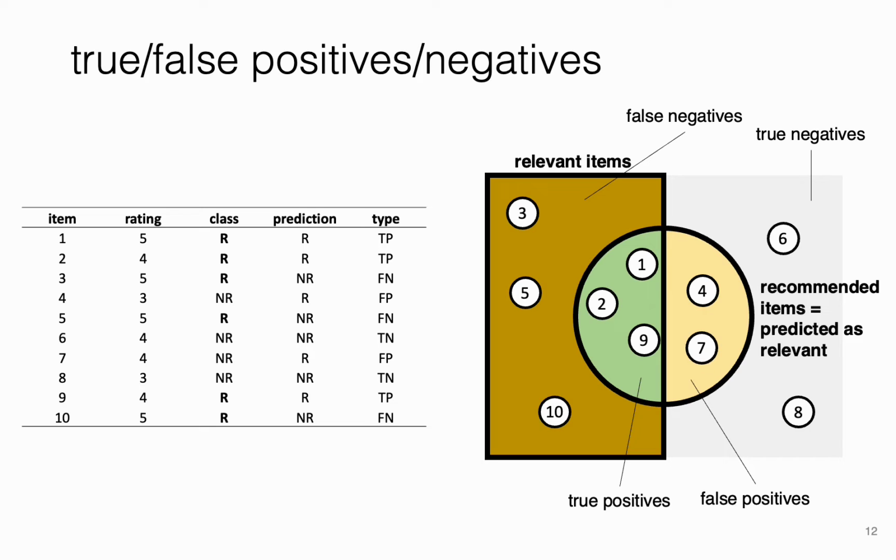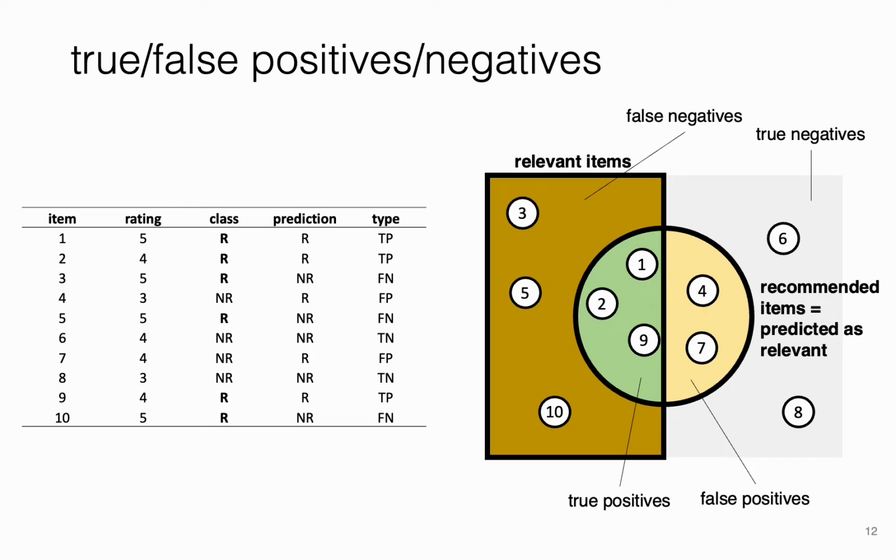Let's continue with our example. So we see the table with the actual and predicted classes and the categorization into true positive, false positive, true negative, and false negative. On the right side, we see a picture demonstrating the concepts we introduced. Each item is a small numbered circle. The big circle in the middle contains all items that are predicted relevant, or equivalently, those that are recommended.